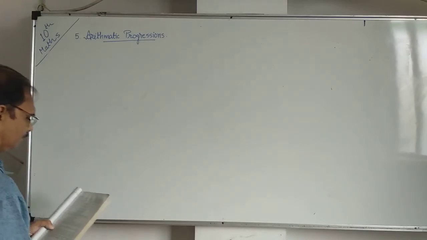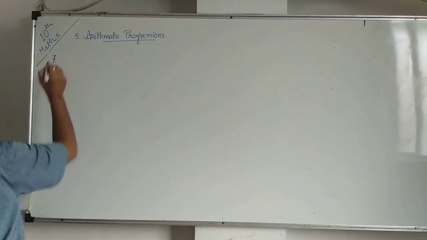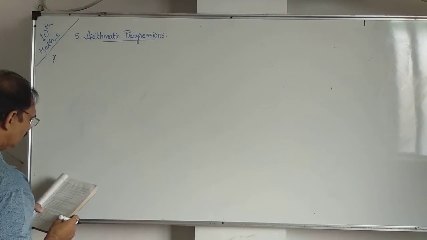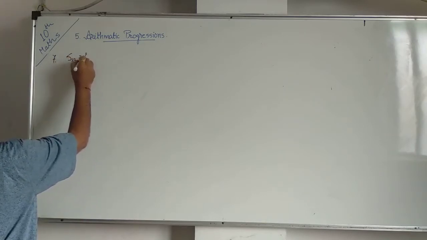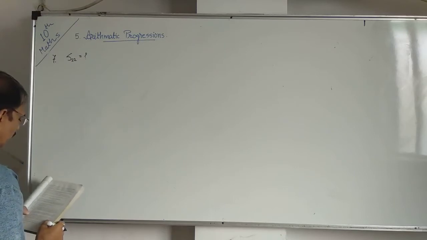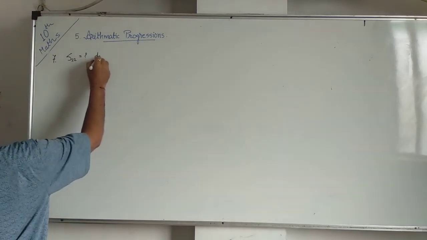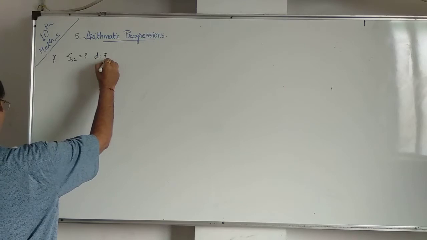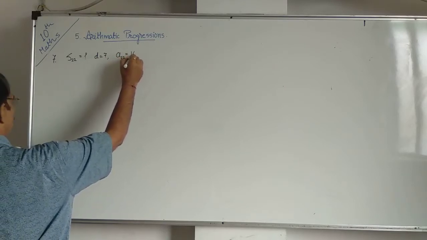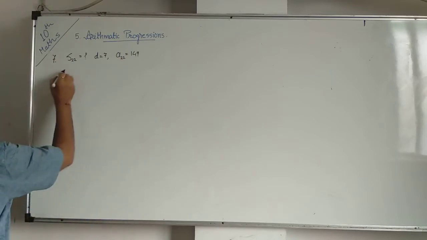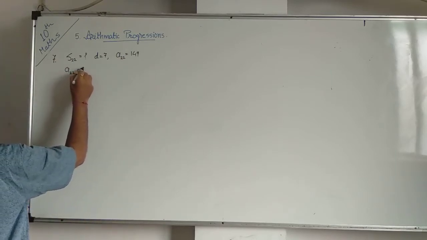Now number 7. Find the sum of first 22 terms, S22, of an AP in which d equals 7 and the 22nd term, A22, equals 149.